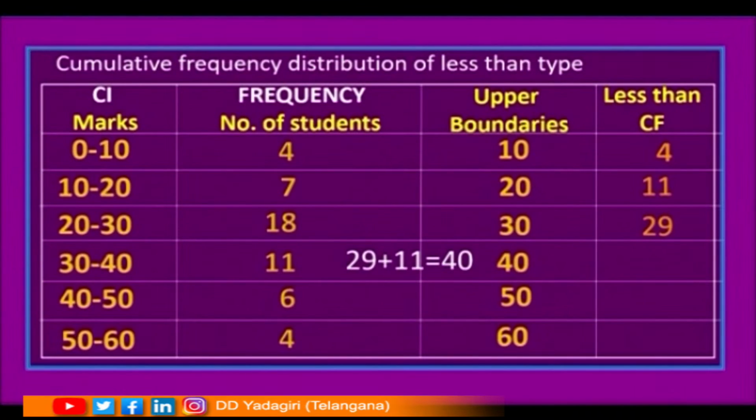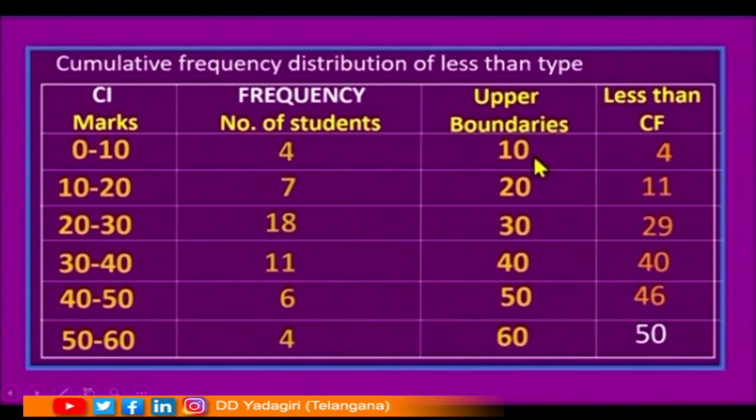So likewise 29 plus 11 is 40 and 40 plus 6 is equal to 46, and finally 46 plus 4 is going to be 50. That is the less than cumulative frequency of the last class. So you observe that this is 50, that is the total number of students. So it matches, so our table is absolutely right. Now you are going to plot a graph here.